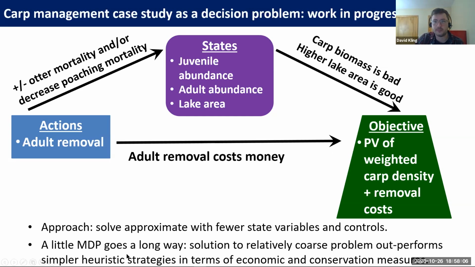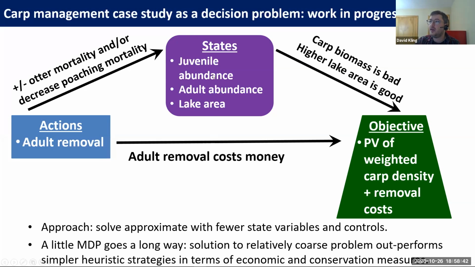And my message here that I'm going to close with is that just a little bit, even as simplified and rudimentary as this model was, it still went a long way. In particular, the solution I came up with, I was able to show my collaborators, outperformed heuristic removal policies they'd come up with, which in a really intelligent way, just based on lake area. So you remove carp when the lake area is low. It turns out that it's also cheaper and more effective to remove carp when the abundance is low.